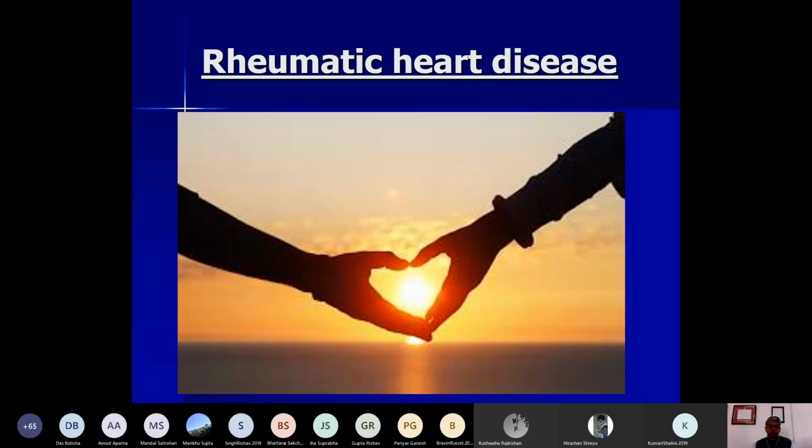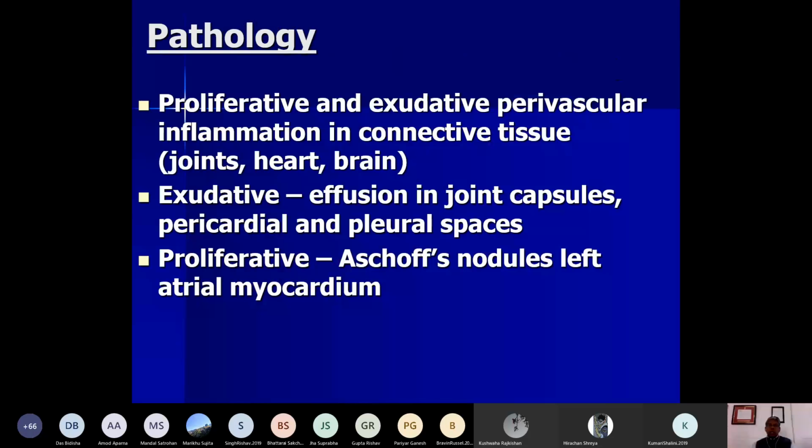So we are progressing from rheumatic fever or rheumatic disease into the next sequelae, and the sequelae is involvement of the heart, various parts of the heart, the pericardium, the myocardium, as well as the endocardium and the valve. So one can say that all layers of the heart can get involved in rheumatic heart disease. The pathology is the same. I'm sure pathologists must have shown slides about these, that there is a proliferative change, there is an exudative change with perivascular inflammation, like it happens in the joints, heart and brain.